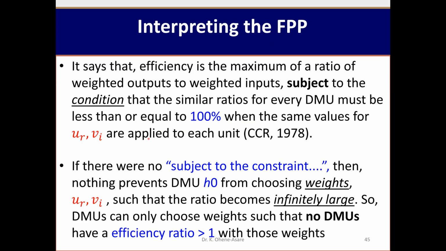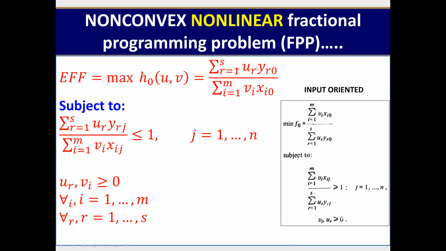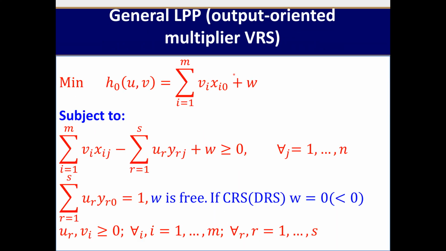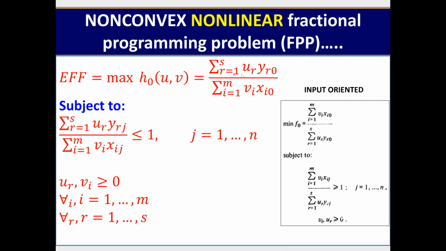So because we are dealing with output oriented here, we are going to set the output to 1. So the summation of r from 1 to s, u_r y_r0, we're going to set that to 1. And then this denominator, you're going to minimize it. You set the numerator to 1 and take it to the constraint. You bring it to the constraint down here, and the constraint will have to be linearized.